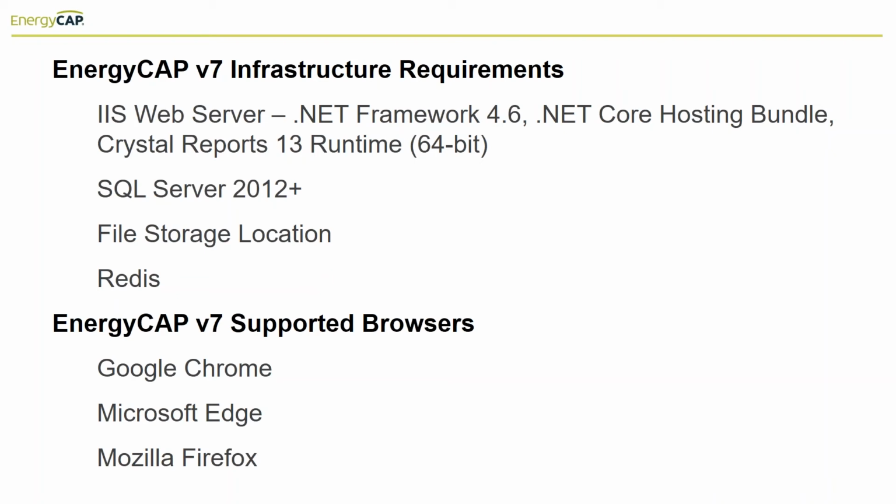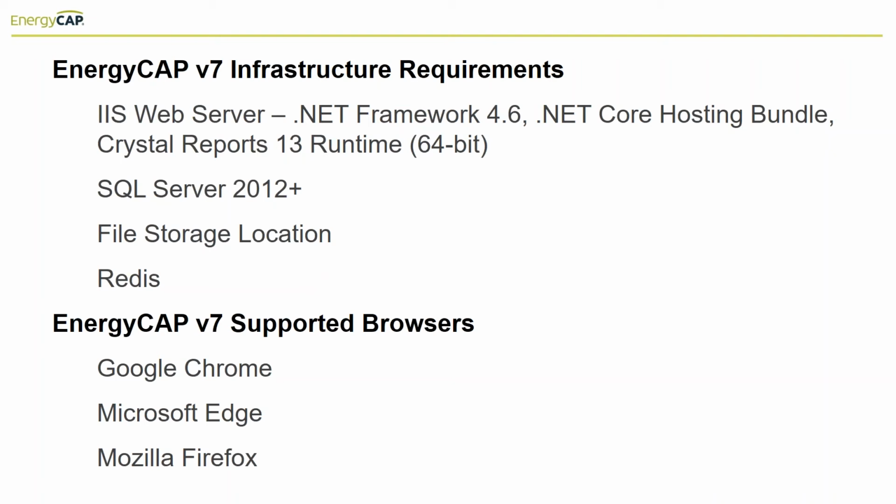One upgrade in terms of requirements for EnergyCAP is an upgrade to the server, the SQL Server in particular. EnergyCAP 7 works with SQL Server 2012 and beyond. So if you have not yet migrated your EnergyCAP database to SQL Server 2012 or higher, now would be a good time to start that planning process. Two additional services that are required by EnergyCAP version 7 are a file storage location, we'll talk more about that in a little bit, as well as a Redis system for quick caching.